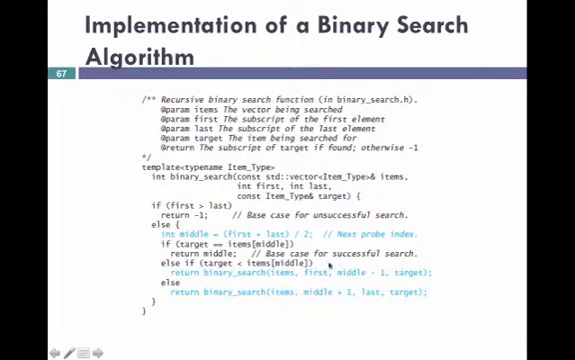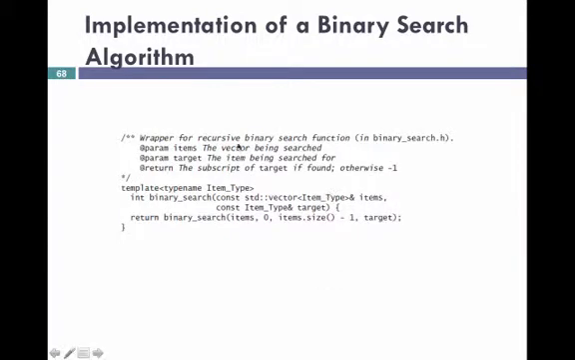Otherwise, we'll make a recursive call depending on how target compares to the middle item. And notice how we use first and middle to reset these parameters to either search in the lower half of the vector if target is less than middle, or we'll search the upper half of the vector if target is greater than the middle value.